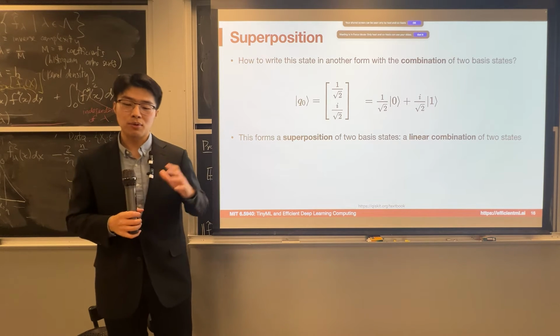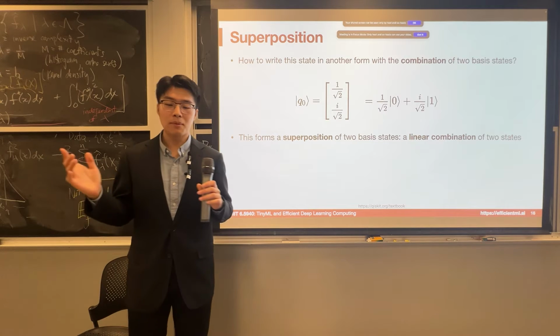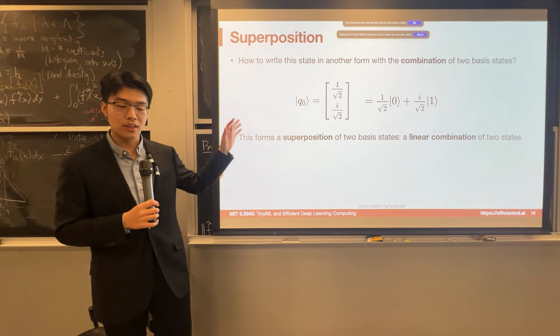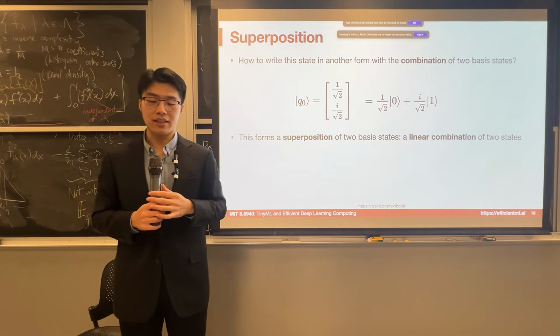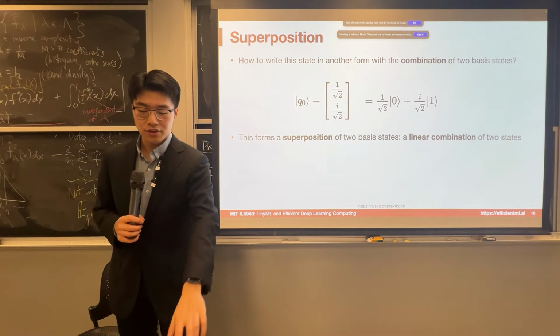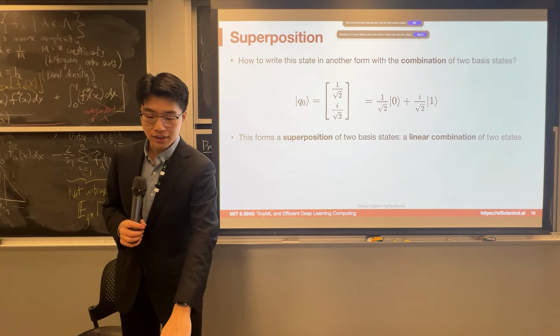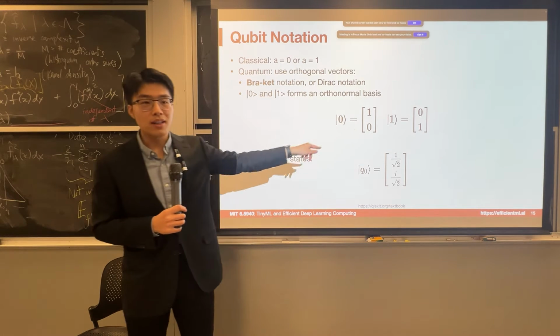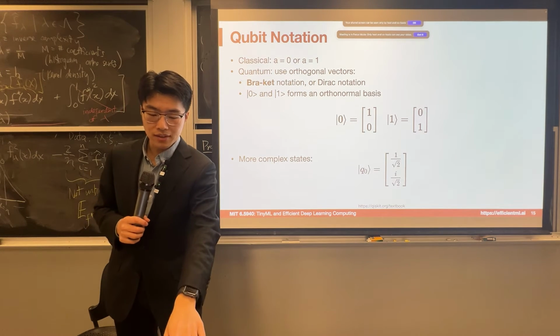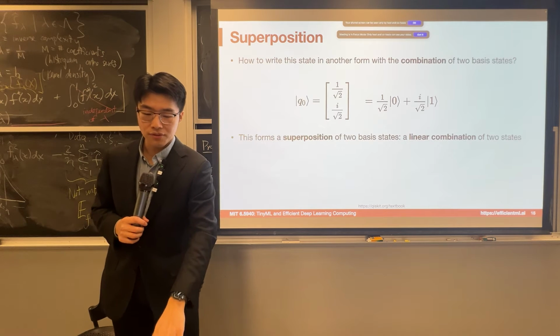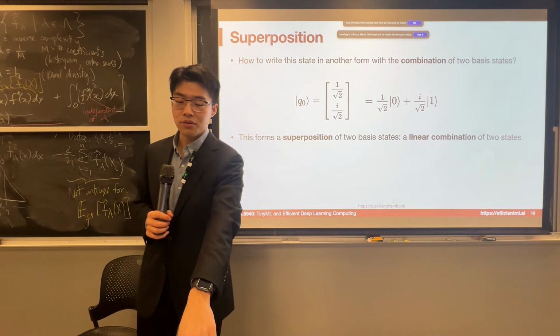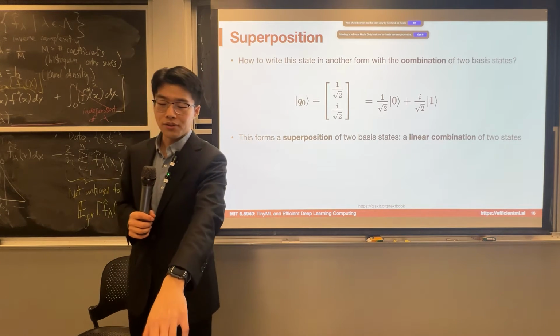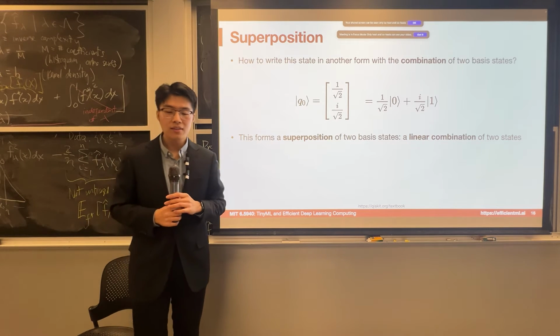So you may ask how we can write this in the format of a combination of two states. Actually, we can decompose this into a combination of the previous two basis states. As we introduced previously, the 0 state is (1, 0) and the 1 state is (0, 1). So if we want to represent this new state as a combination of the two, we have 1 over square root 2 of the 0 plus i over square root 2 of the 1.